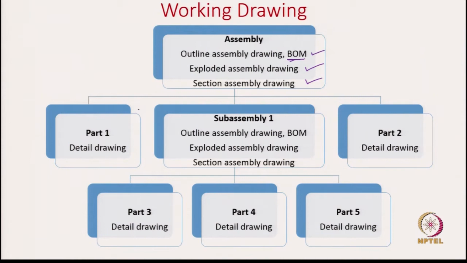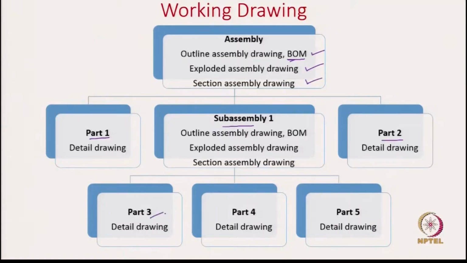But essentially what we are trying to say is this assembly is composed of, let us say, part 1, part 2 and sub assembly 1. If you bring all these together, you get the main assembly. But the sub assembly itself is an assembly which is again composed of multiple parts. So, let us say this sub assembly 1 is again composed of parts 3, 4 and 5.